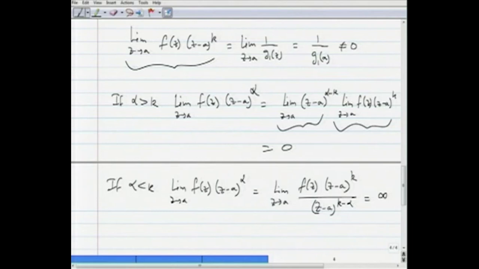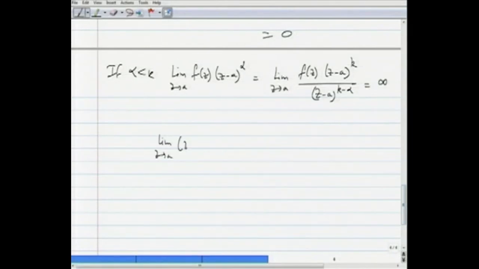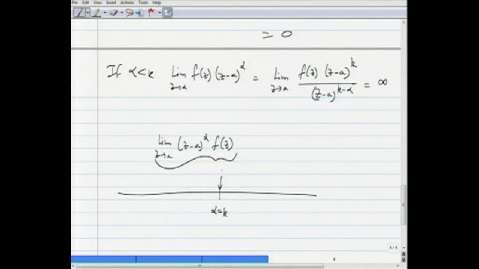So we have a tie at k. f of z times (z minus a) power alpha has a non-zero limit at alpha equals k, and for alpha less than k the limit is infinity, and for alpha greater than k the limit is 0. So this is the dividing point. I am looking at the limit as z goes to a of (z minus a) power alpha times f of z for an integer alpha. As alpha varies, alpha equal to k is the dividing point. At this point the limit is non-zero, some finite complex number, and for every alpha greater than k this limit is 0, and for every alpha less than k this limit is infinity. So there is a neat divide like that for this limit.